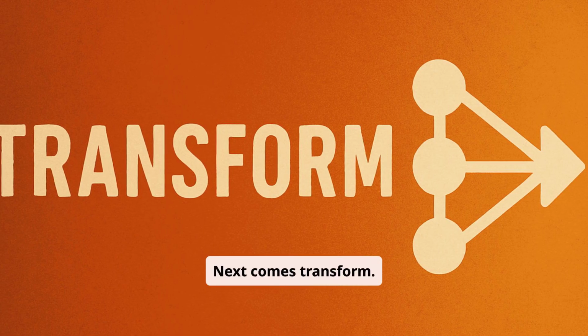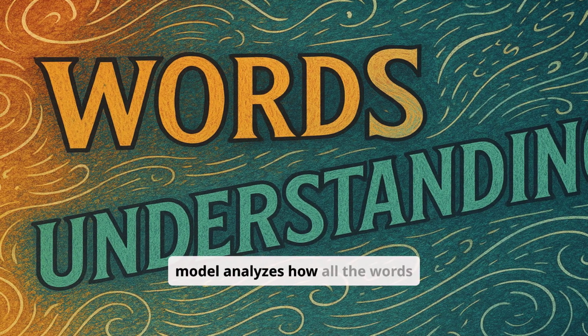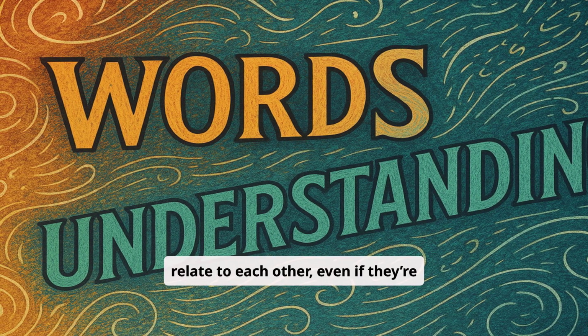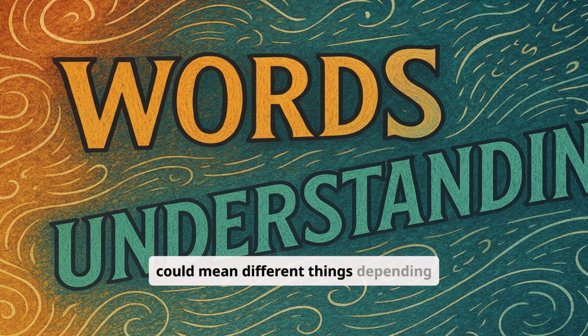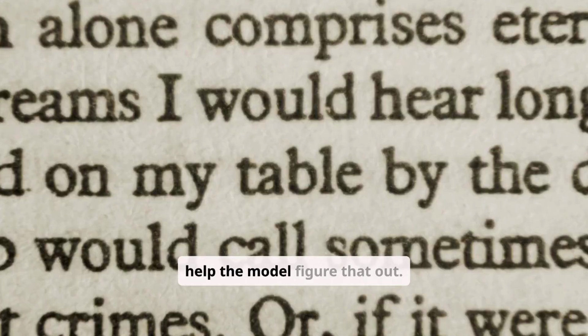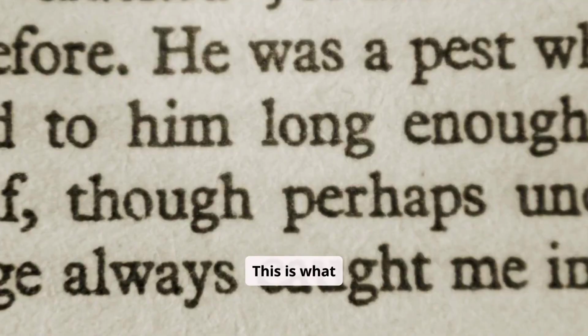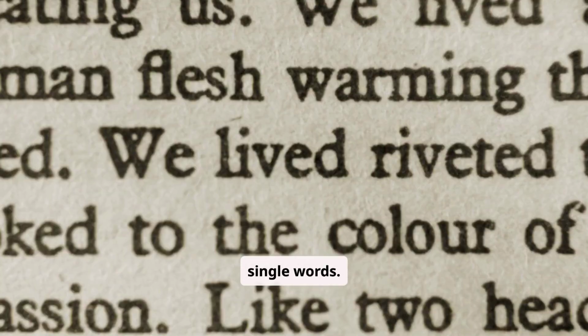Next comes transform. This is the powerful part. The model analyzes how all the words relate to each other, even if they're far apart. For example, the word Lord could mean different things depending on the rest of the sentence. The transform layers help the model figure that out. This is what allows ChatGPT to understand full thoughts, not just single words.